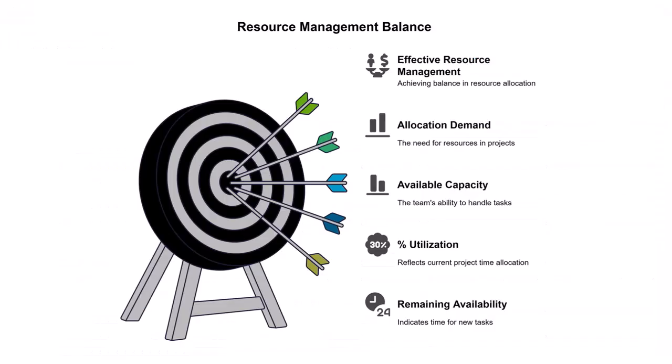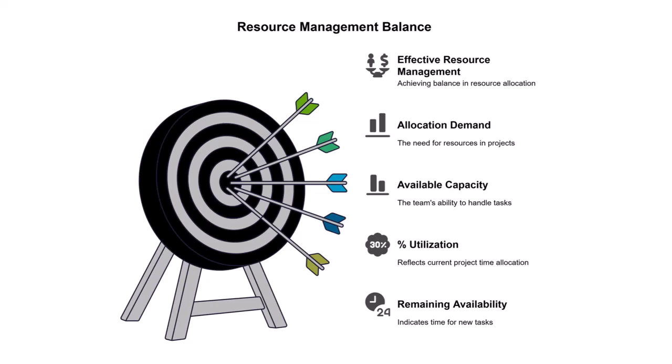The Staffing Resource Summary mode provides a visual representation of resource allocation demand versus available capacity metrics. We've added % utilization and remaining availability metrics to give you a clearer picture of how your team is performing. % utilization reflects how much of the team's time is currently allocated to projects. A high percentage indicates a busy resource, while a low percentage might suggest underutilization or opportunities to reallocate resources.